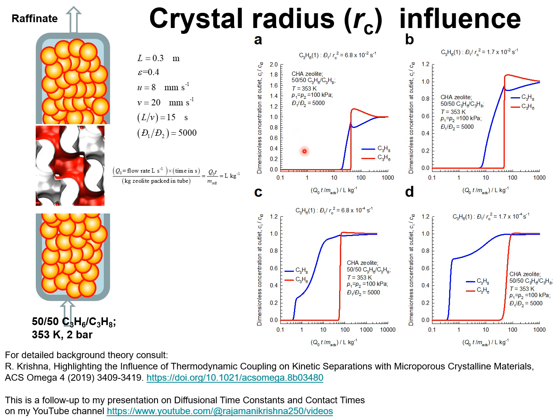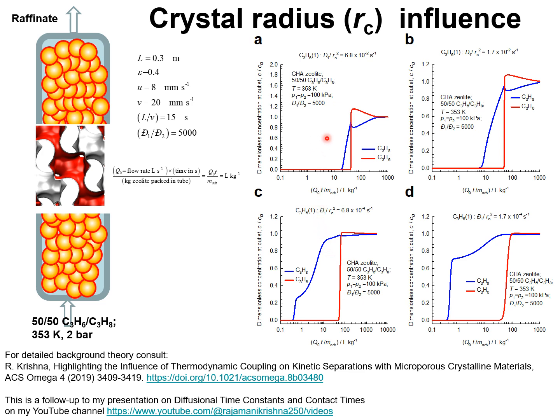The influence on the component breakthroughs is plotted on the y-axis as the dimensionless ratio of the concentration exiting the fixed bed adsorber divided by the inlet concentration, Ci divided by Co naught. This is plotted as a function of a modified time parameter, which is Q naught, the flow rate of the gas mixture at the inlet in units of liters per second at the actual temperature, 353 Kelvin, and actual pressure, 2 bars. This Q naught flow rate value is multiplied by the time in seconds, divided by the kilogram of zeolite, in this case chabasite, that is packed inside the fixed bed. This is a convenient modified time parameter.